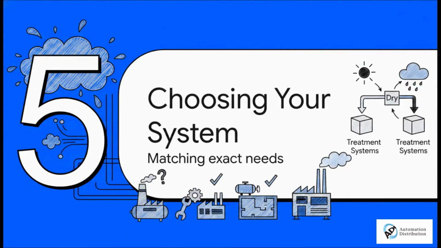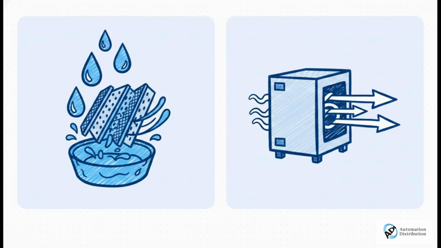Section 5. Choosing your treatment system. Matching solutions to requirements. This is the point where facility managers need to audit their floors and select the exact right system for their specific operations and ambient conditions.